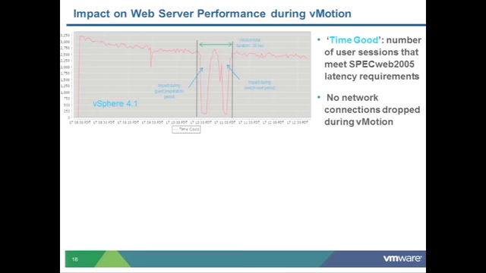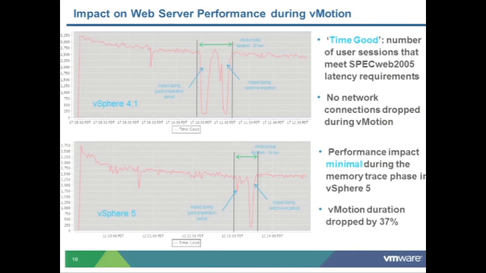And so let's now take a look at running the same workload, but on vSphere 5. Once again, we can see that the ramp up quickly started, and then the steady state began. And during the steady state, all the users were meeting their quality of service requirements. But as soon as we started vMotion, about 1 or 2 minutes into the steady state, we saw a very, very minor dip during the tracing phase. This is because we made lots of improvements to reduce the impact of memory traces. And then finally, we've seen one small dip during the switchover phase.